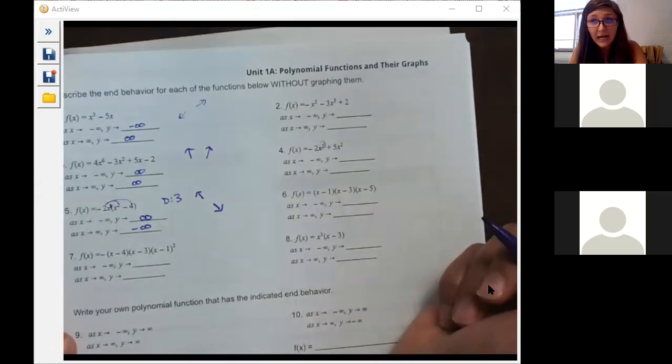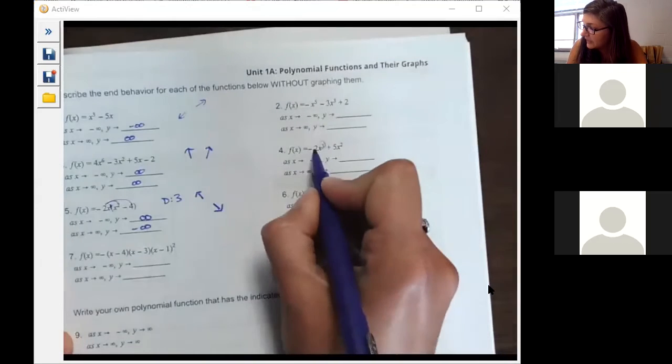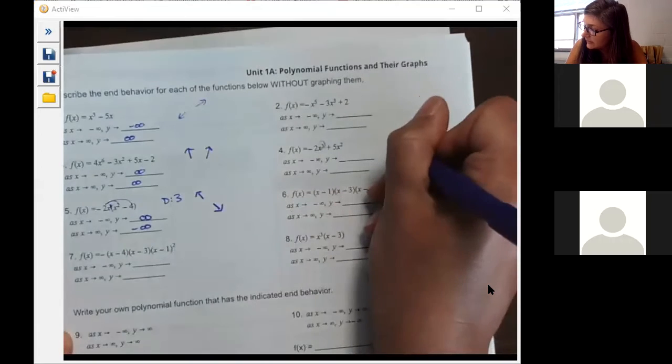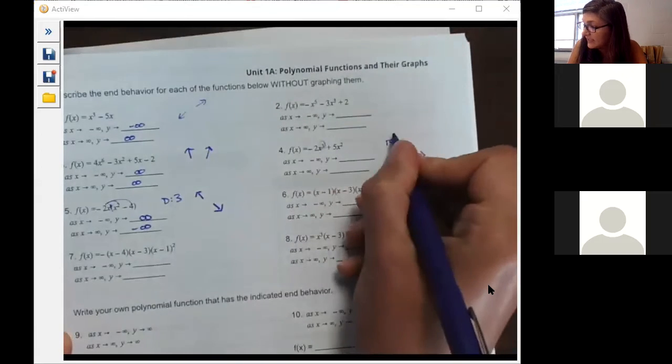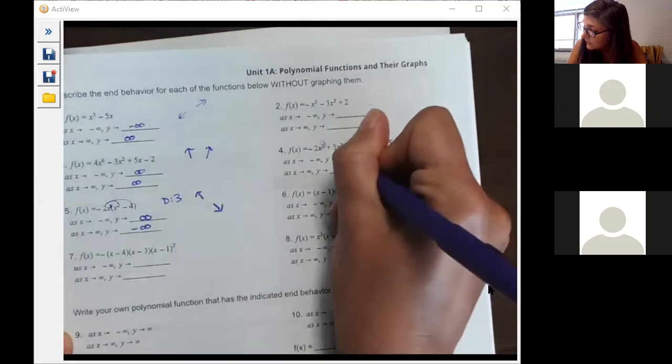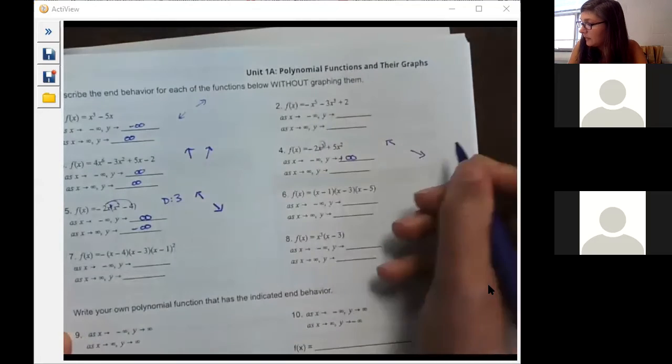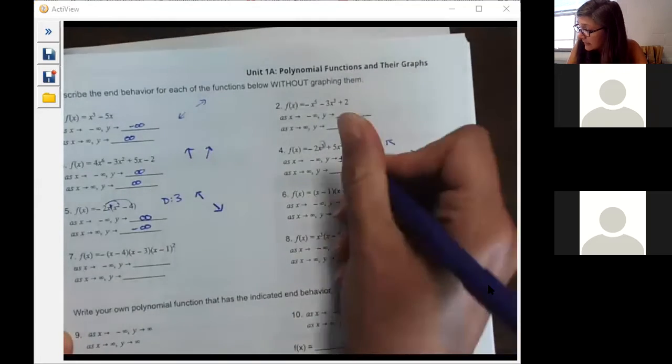That's odd. Remember, odds go opposite. Probably tired of hearing me say that by now. And then negative leading coefficient means it's going to be a general downtrend. The left end, the arrow is pointing up, so that's going to go to positive infinity. The right end, it's pointing down, so that's going to go to negative.